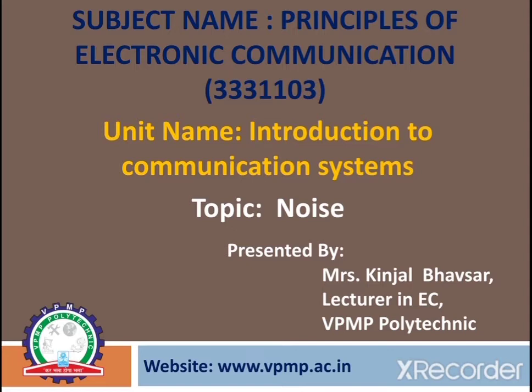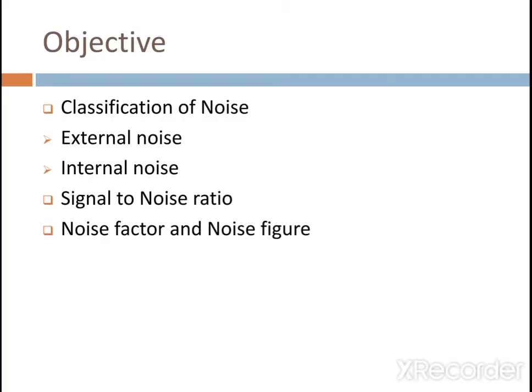Subject name: Principle of Electronic Communication. Then Introduction to Communication System. Unit name. Then topic is noise. These are the objectives. First of all, what is noise? Then classification of noise. Normally two types of noise, external noise and internal noise. Okay, then signal to noise ratio, noise factor and noise figure.